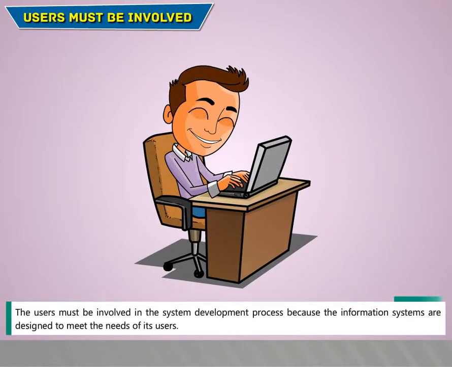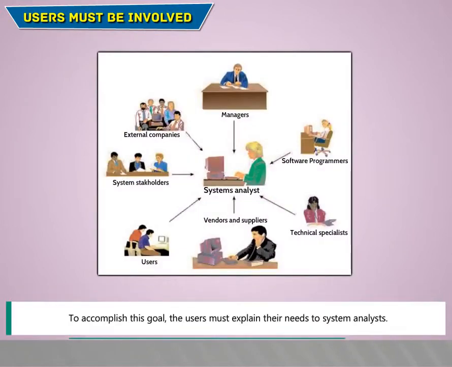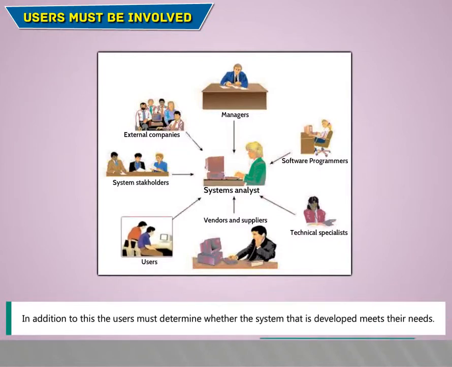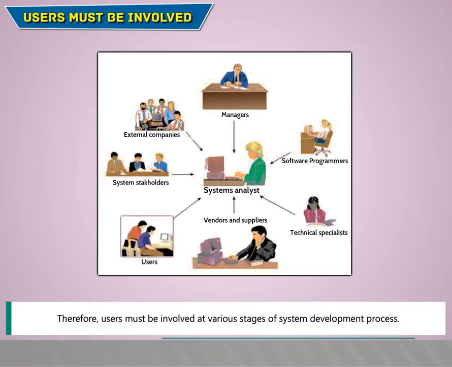Users must be involved. The users must be involved in the system development process because the information systems are designed to meet the needs of its users. To accomplish this goal, the users must explain their needs to system analysts. In addition to this, the users must determine whether the system that is developed meets their needs. Therefore, users must be involved at various stages of system development process.